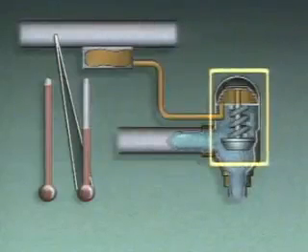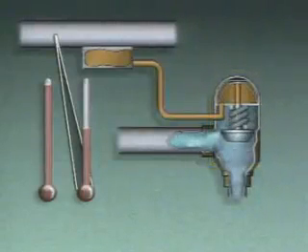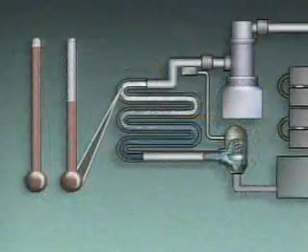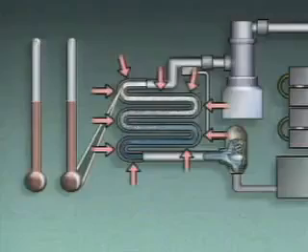The fluid causes the bellows to expand and open the valve more. This allows more refrigerant to flow through the expansion valve. In the evaporator, the additional refrigerant removes more heat from the substance, and its temperature decreases.